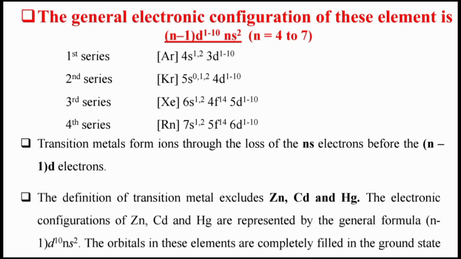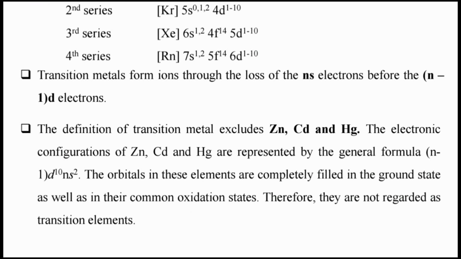General electronic configurations of the elements: the first series has 4s 1 or 2 and 3d 1 to 10. Transition metals form ions by the loss of the ns electrons before the (n-1)d electrons. The definition of transition metal excludes zinc, cadmium, and Hg. They are represented by the general formula (n-1)d10 ns2. These orbitals are completely filled in the ground state as well as in their common oxidation state. Therefore, they are not regarded as transition elements. They show some properties that are non-typical of transition elements, you can say.